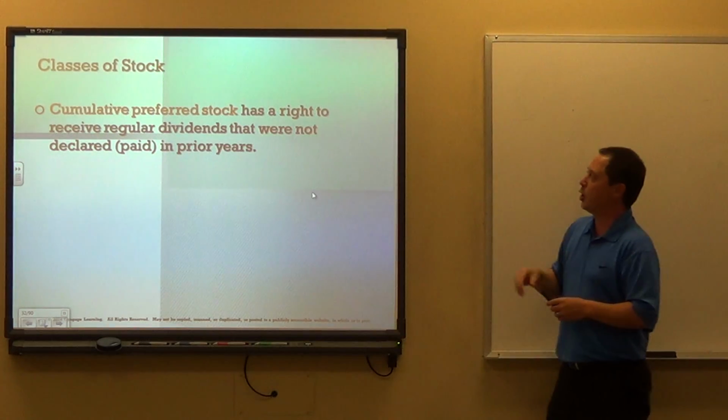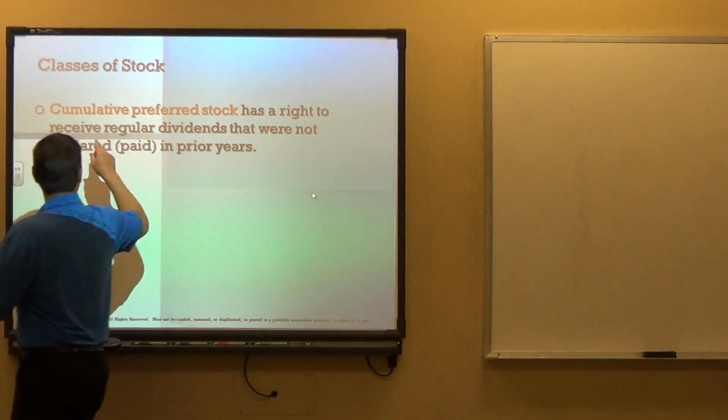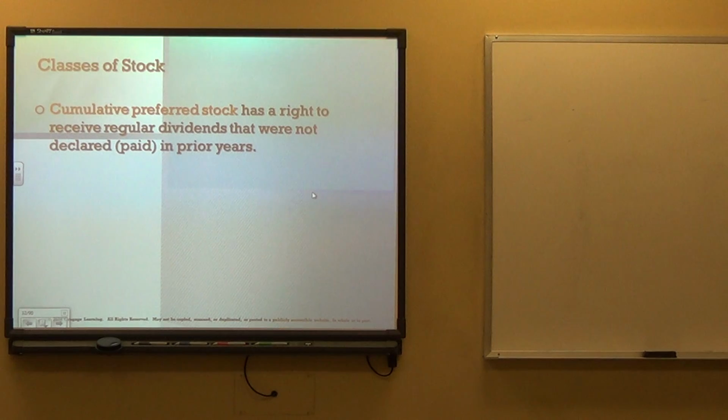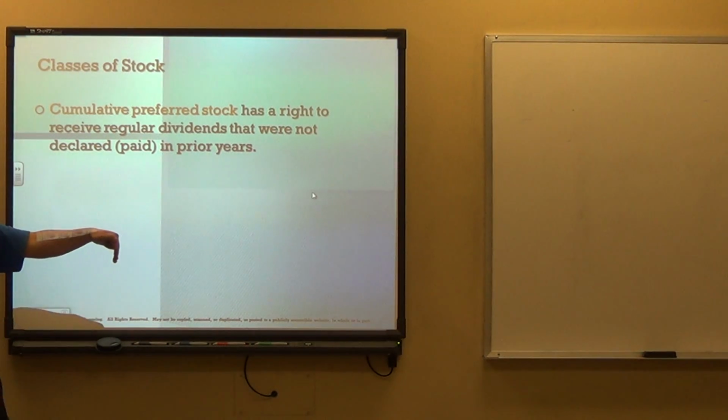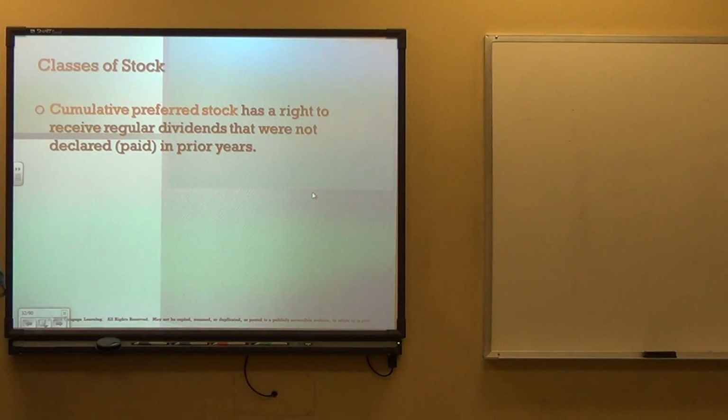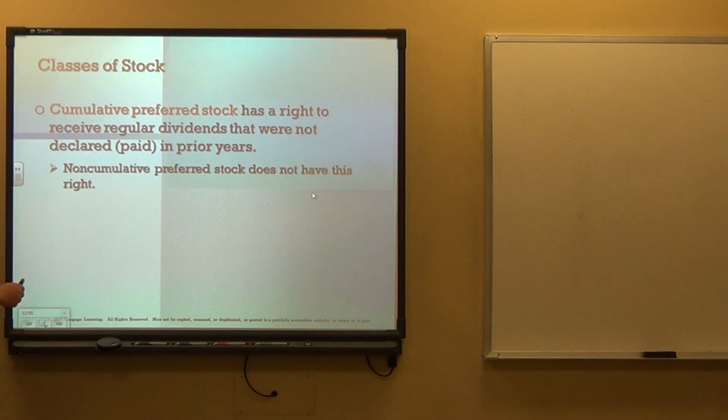Then also, the cumulative preferred stock has a right to receive the regular dividends that were not declared in prior years. So if for some reason we lost money and weren't able to pay a dividend, since I'm a preferred stockholder, they still need to pay me what they were supposed to pay me. If I'm supposed to get a 4% dividend, they need to pay that, so it's cumulative. They owe me for the past year and this year, and if they don't pay me this year, then they owe me for three years. Those are the things that come with being a preferred stockholder. We'll take a look at a problem in a moment that puts some of that together.